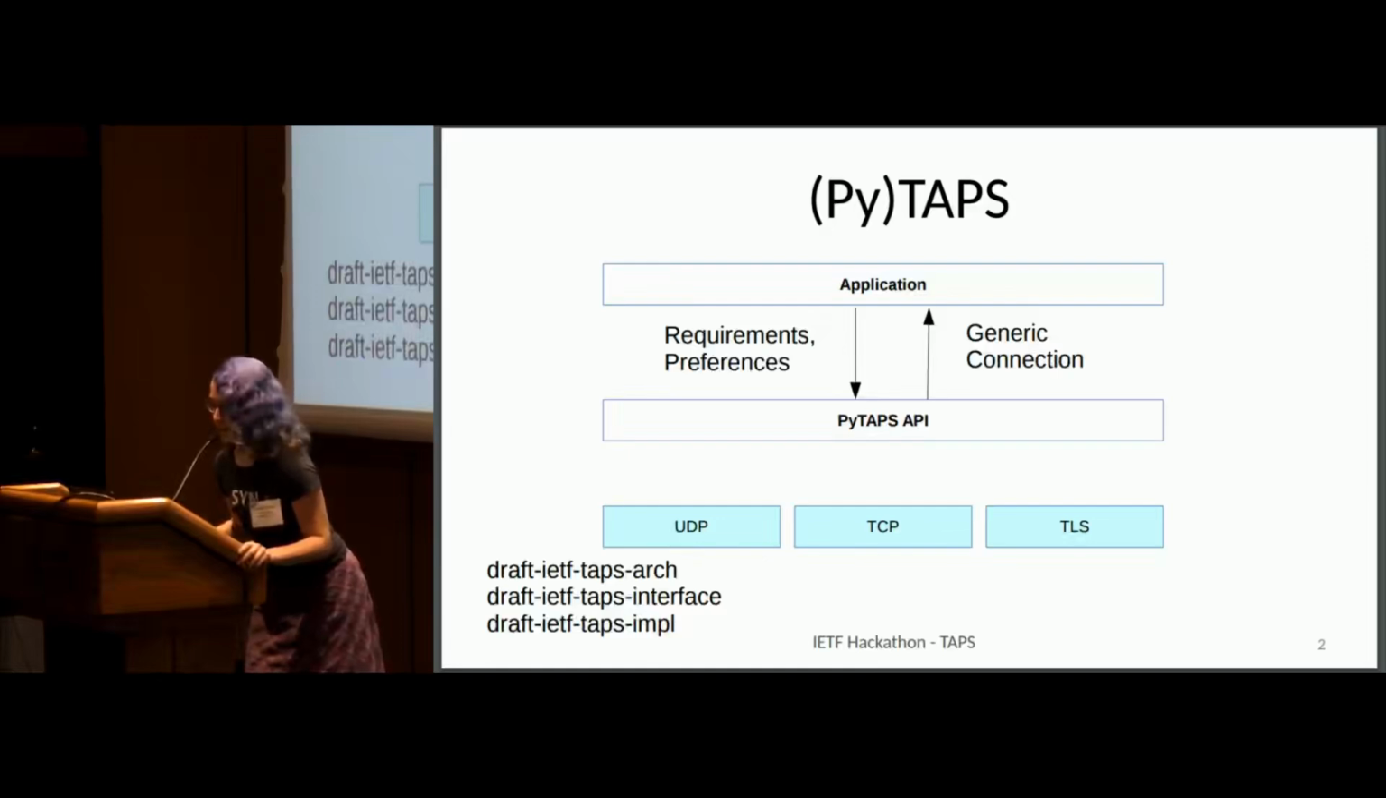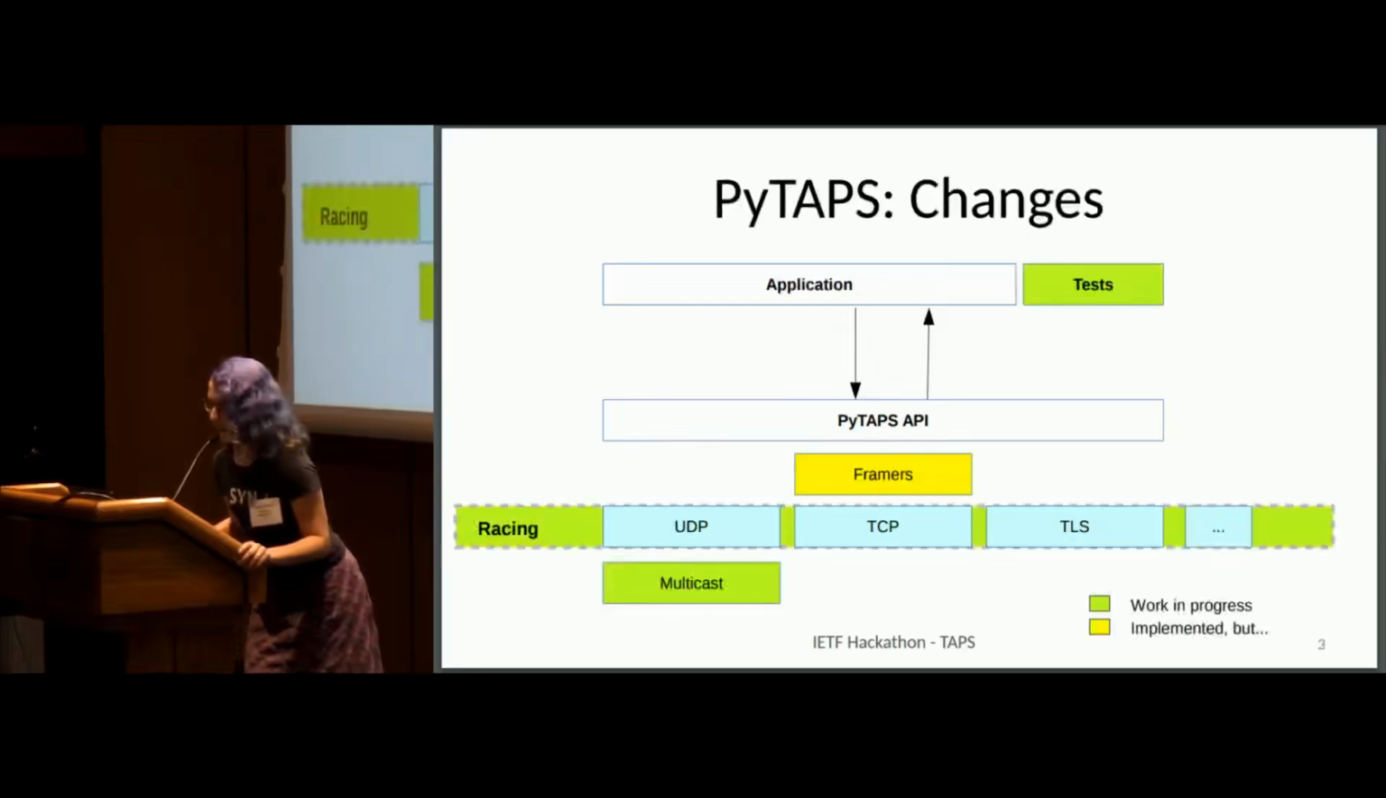This is being worked on by the TAPS working group right now in those 3 drafts. Now, in our PyTabs implementation, we added a few things here at the hackathon. So we have tests now, and we worked on racing between different transport protocols. Of course, those are not really equivalent, but if we have transport protocols that provide the same features, then we can try them at the same time and go happy eyeballs on them. And we are working on that right now.